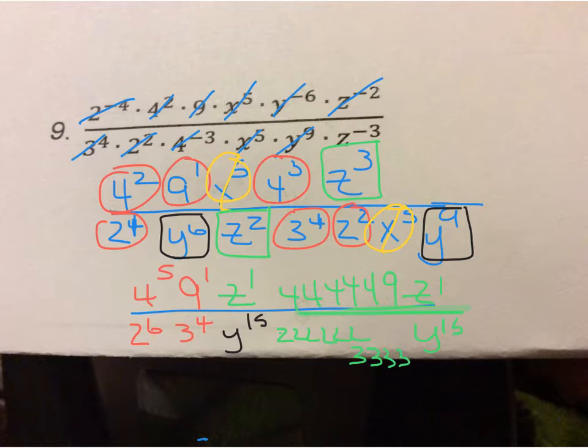So let's see here. I've got 2 2s, make a 4. 2 2s, make a 4. 2 2s, make a 4. 2 3s, make a 9. So it looks like to me the only numbers I have left are 2 4s and 2 3s. So 4 times 4 is 16. 3 times 3 is 9.